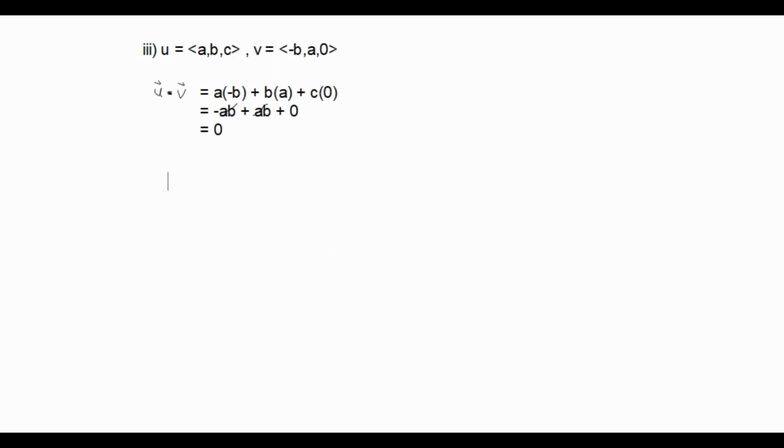So in this way, you can tell that these two vectors are orthogonal because their dot product is 0. Alright, so that's all for the first question.